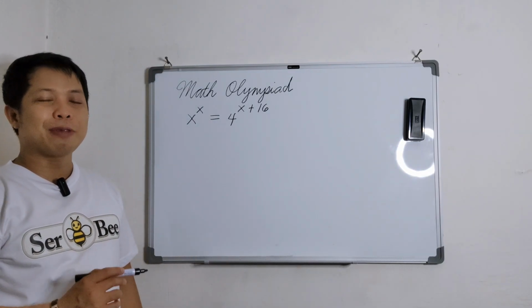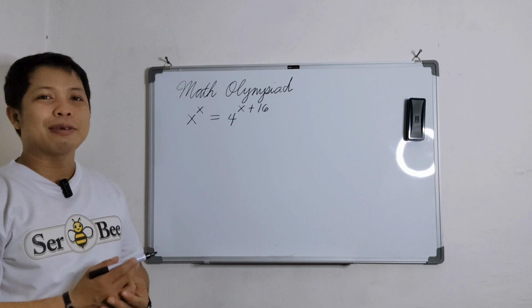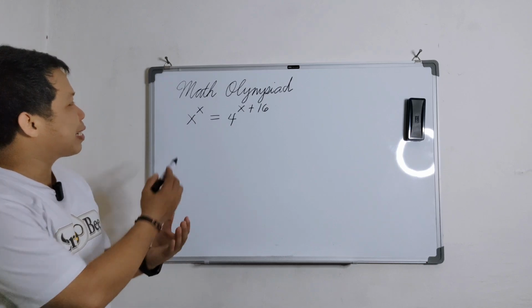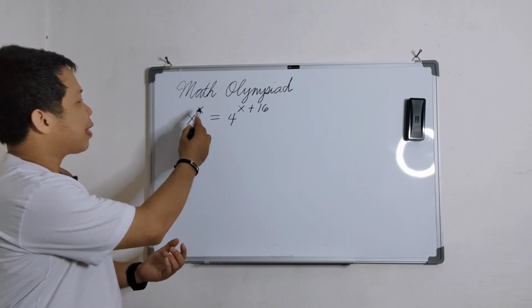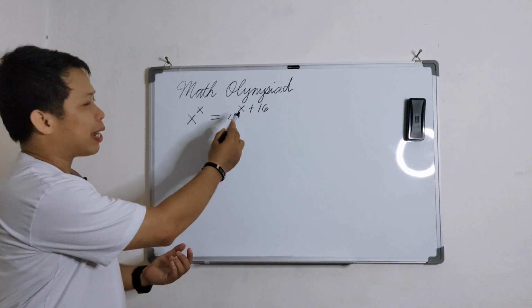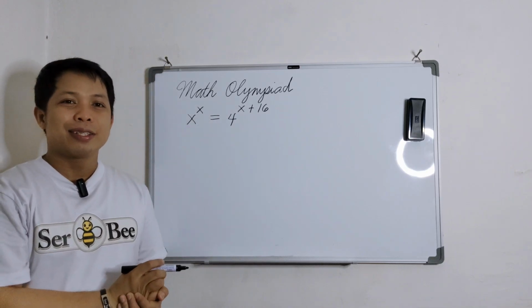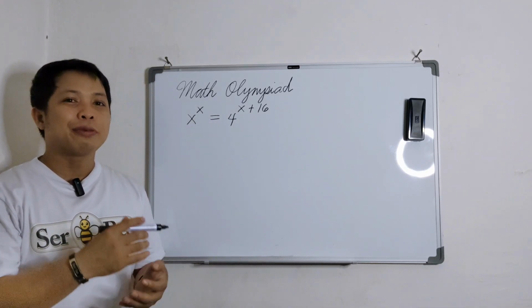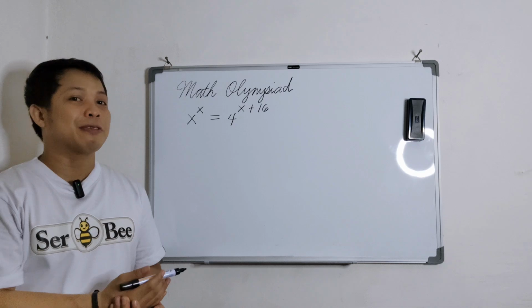Today, we are going to solve a very interesting Math Olympiad problem. So here is the problem. x raised to x equals 4 raised to x plus 16. So in this kind of problem, we can work on the right side of the equation first.